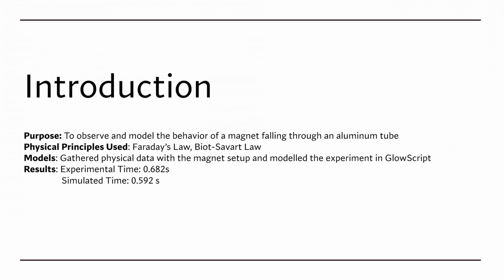The purpose of this lab is to observe and model the behavior of a magnet falling through an aluminum tube. We use Faraday's law and the PHYS law as our physical principles in this lab. We gathered physical data with a magnet setup and modeled the experiment in GlowScript. Results were that the experimental time was 0.682 seconds on average, and the simulated time through GlowScript was 0.592 seconds.